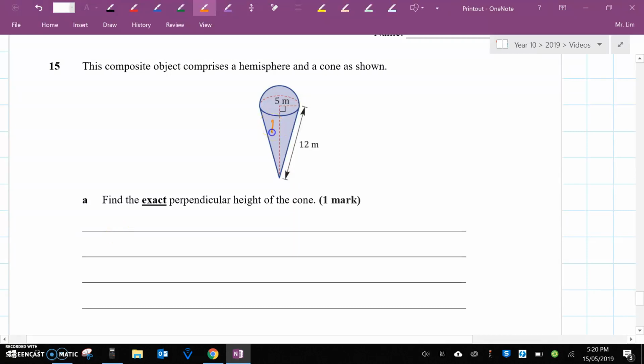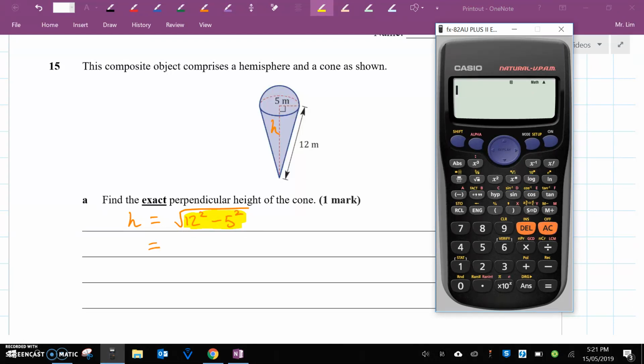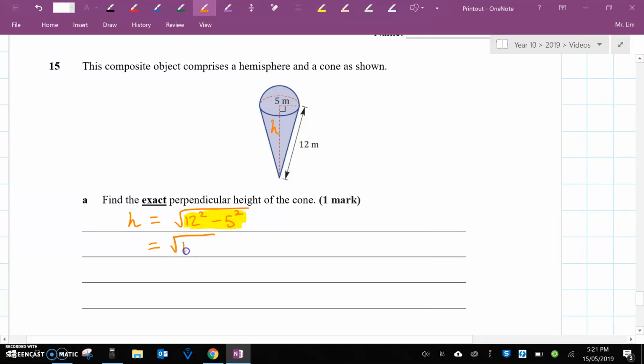So let's call this h. h is therefore equal to the square root. Because h is the shorter side, I'll be taking the hypotenuse squared minus the other shorter side squared. And we're going to put only this bit into the calculator. 12 squared minus 5 squared is 119. So h is equal to the square root of 119.